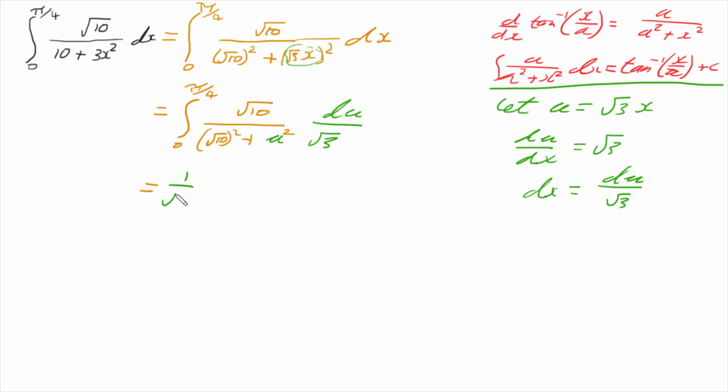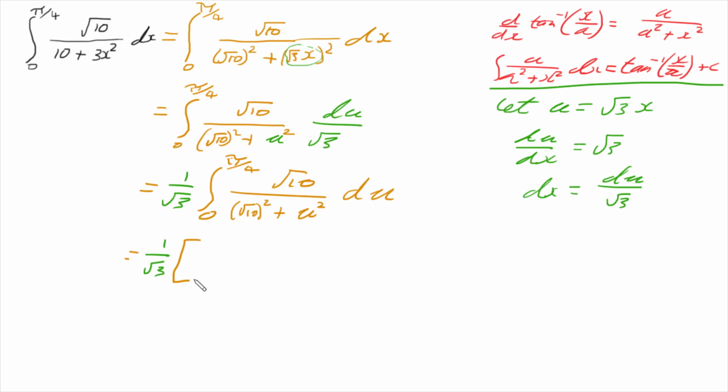So I can bring that 1 over root 3 out the front of our integral between 0 and pi over 4 of the square root of 10 on the square root of 10 squared plus u squared with respect to u. And now I can actually do my integration because I'm in this form of some number on some number squared plus a variable squared with respect to that variable. So my integral, we have 1 over root 3, and we're going to integrate to this inverse tan. So we're going to have inverse tan of our variable u over our number, which is the square root of 10. And we're going to still be integrated between 0 and pi over 4.